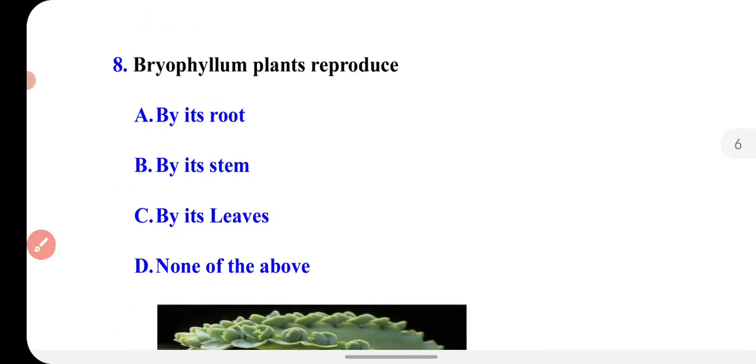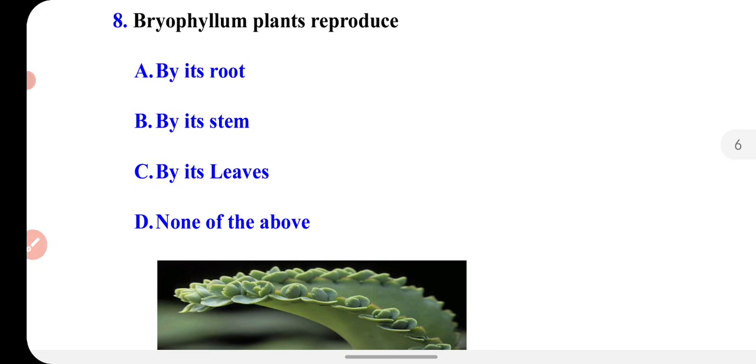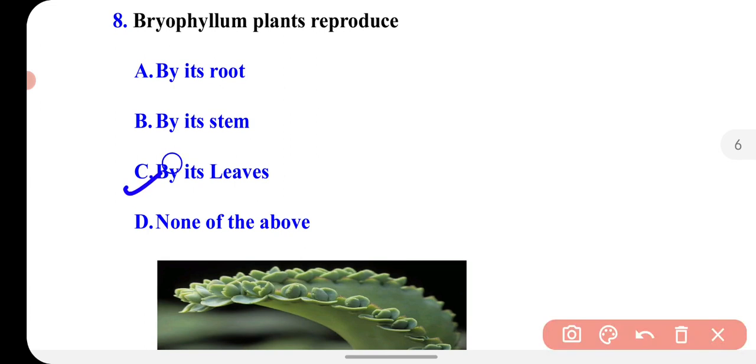Now the next question is, Bryophyllum plants reproduce by its root, by its stem, by its leaves, or none of the above. You have to give the answer. Bryophyllum is a plant that generally reproduces asexually by the modification in its leaves. At the margin of the leaves there are small plantlets. When these plantlets detach from the parent leaf, they grow into a complete plant, right? So Bryophyllum reproduces by its leaves asexually.